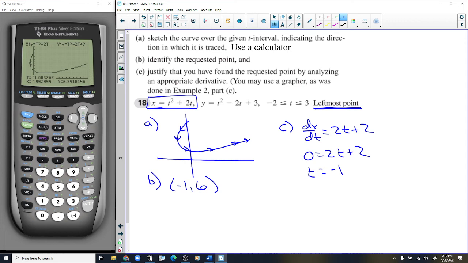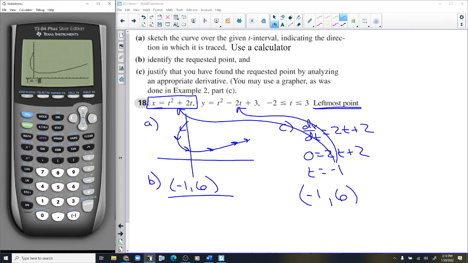But where is that? Now we're going to take this and plug it in to actually find the point. 1 minus 2 is -1. 1 plus 2 is 3, plus 3 is 6. So it's actually -1, 6 that is the farthest left point. And we could have done it here too. Calculate a value: -1, -1, 6.